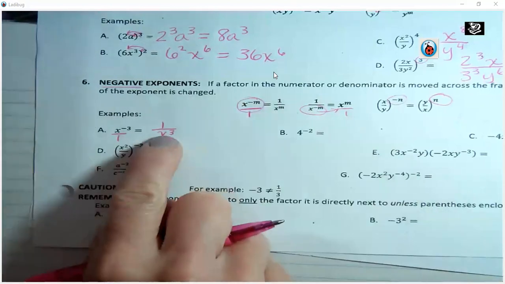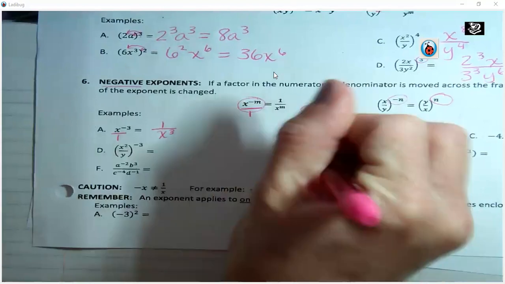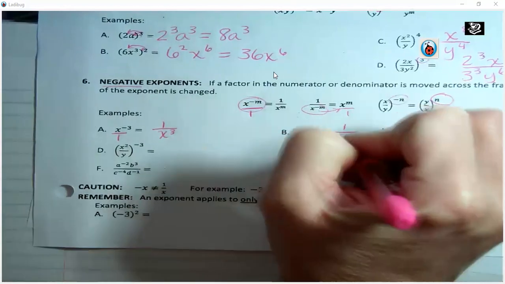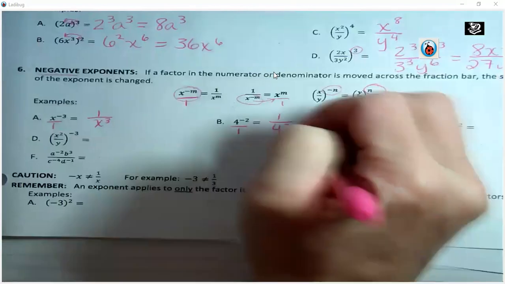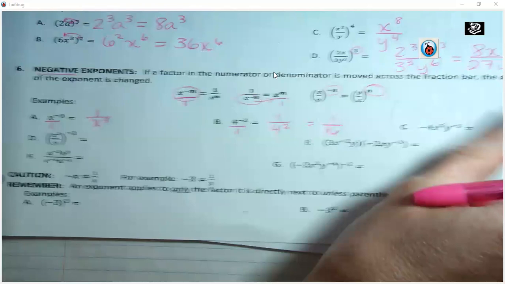All right, 4 to the negative 2. Once again, it's in the numerator, so it needs to move to the denominator, and it becomes positive. You could also write that as 1 over 16. Okay. All right, let's look at this one.